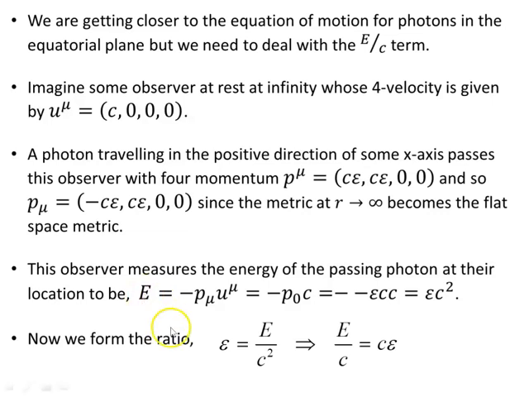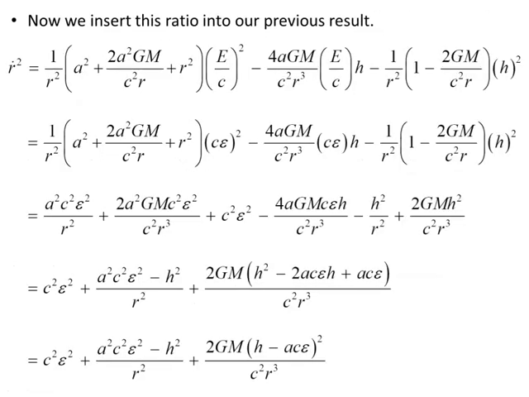Okay, so let's form the ratio epsilon as E on c squared, and that tells us that E over c is equal to c times epsilon. So we have an expression now for E over c in terms of c times epsilon, where epsilon is just an energy parameter that we've used previously. Okay, so we insert this into our previous result, the last line on the second last slide, which was this, and where E on c is, we'll put c times epsilon.